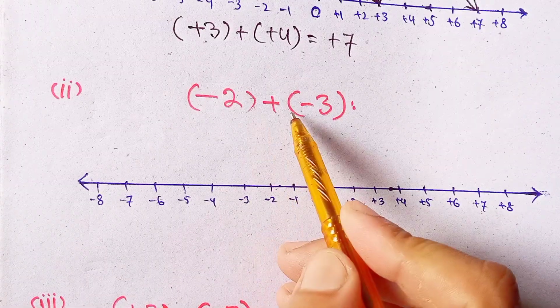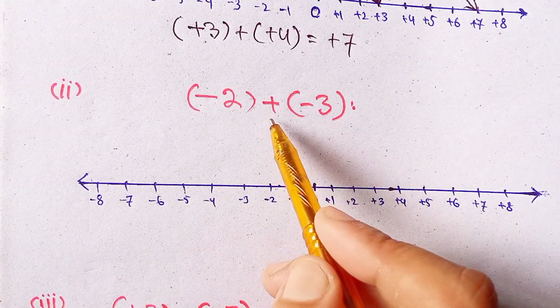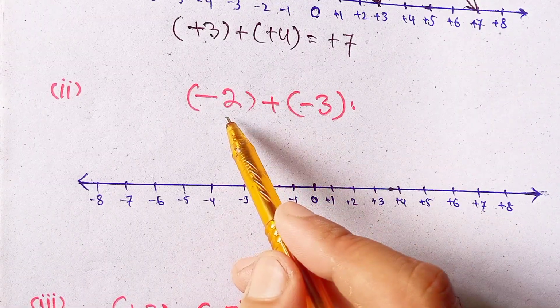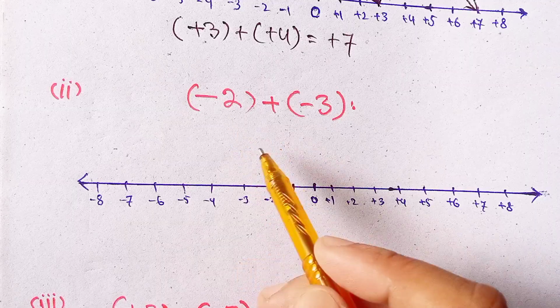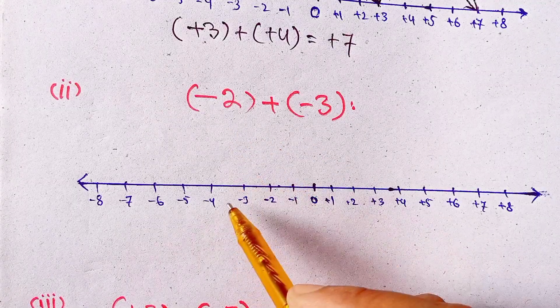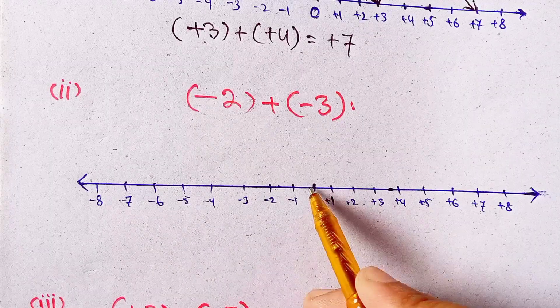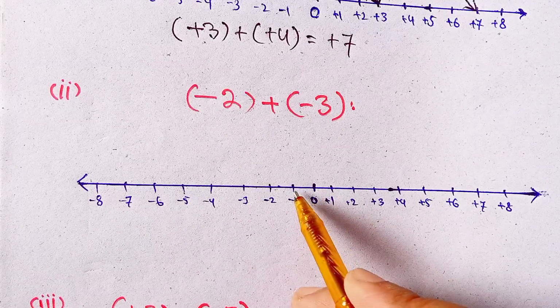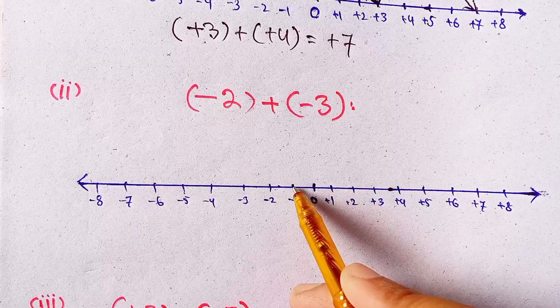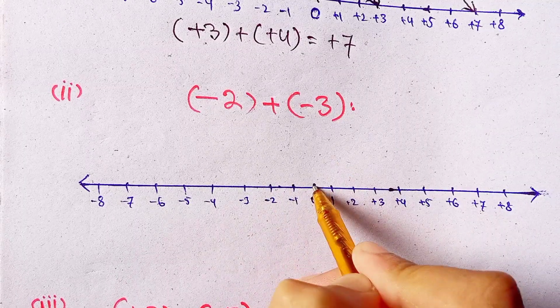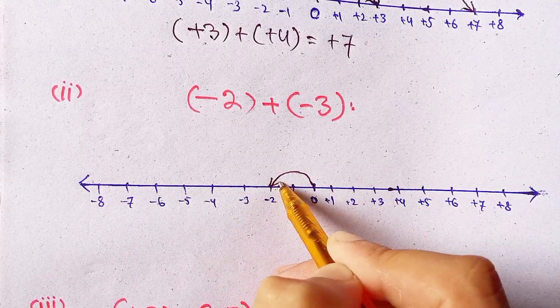Now we are going to add negative integers. As we have already told, whenever we are representing or adding negative integers on number line, we will move to the left on the number line. To represent negative 2 on the number line, I will start from 0 and count 2 unit distance to the left on the number line. So this is 0, 1 and 2. So this is the representation of negative 2 on the number line.